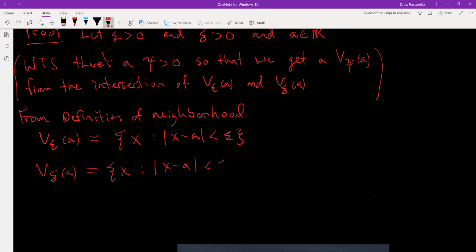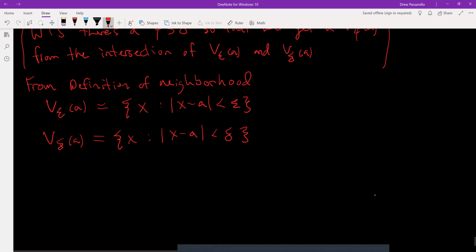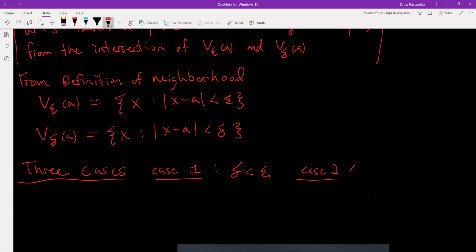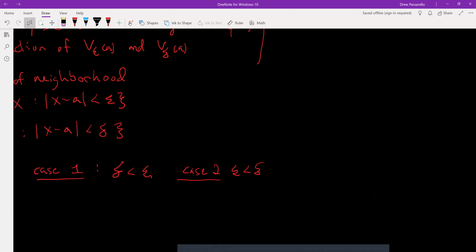All right, so we have three cases, three possibilities. Case one would be delta is less than epsilon. Case two is epsilon less than delta. And then case three is epsilon is equal to delta.